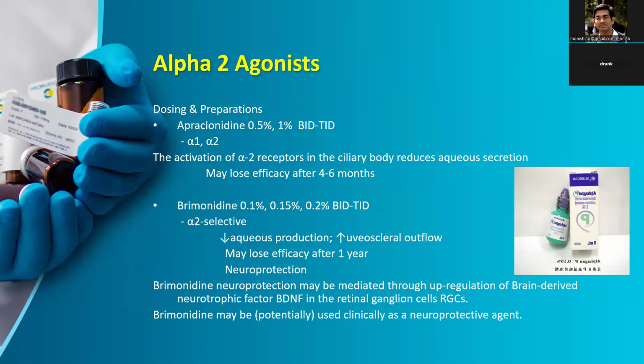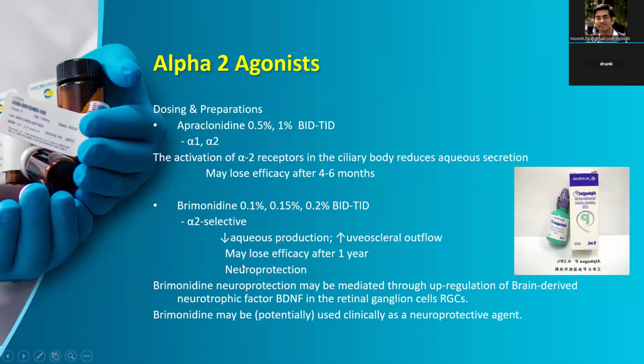Now they have been replaced by selective agonists such as the alpha-2 selective brimonidine. This has dual or triple action. It decreases aqueous production as well as increases uveoscleral outflow. And uveoscleral outflow also forms one of the major reasons for using it as a chronic agent for around 1 year. It also has an additional action of neuroprotection.